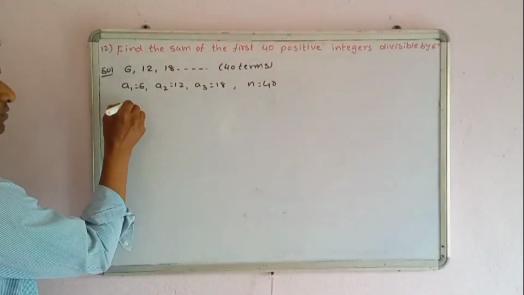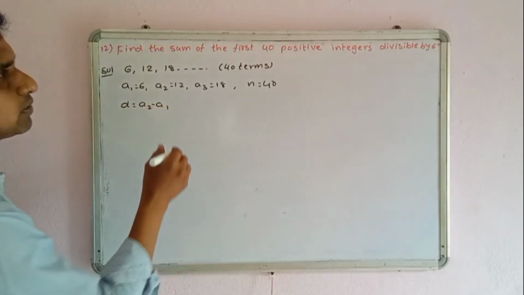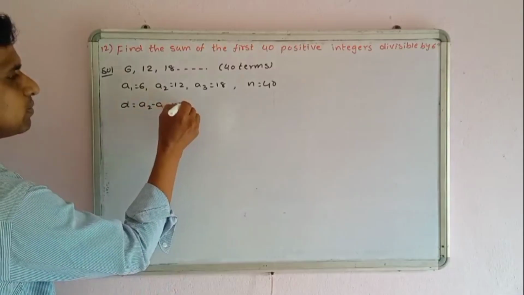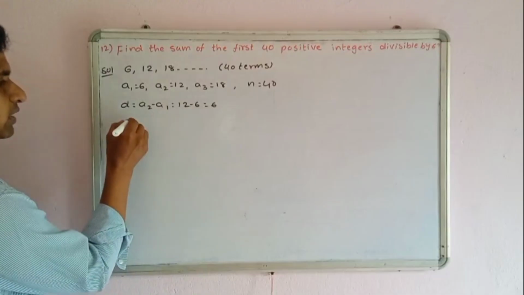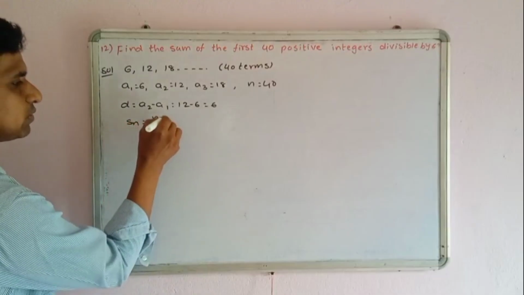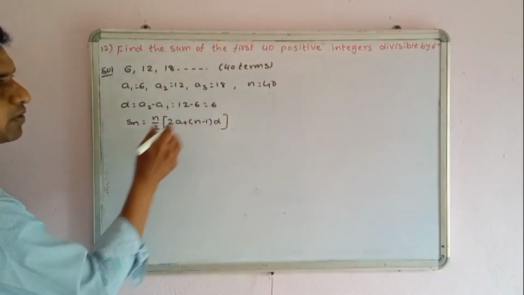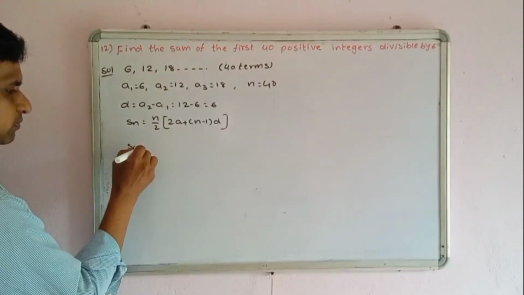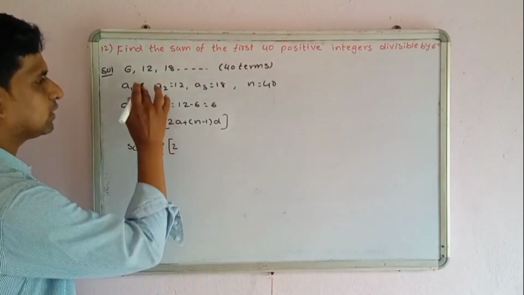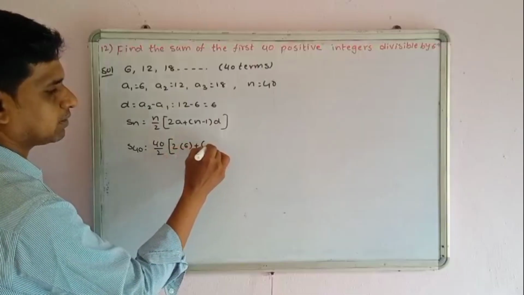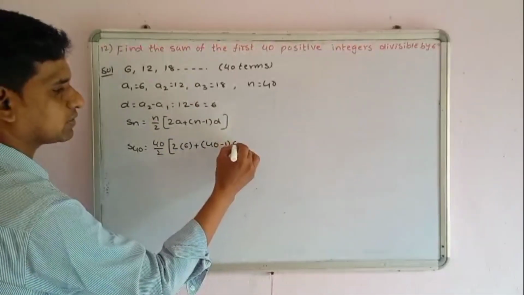So first find the common difference. A2 minus A1 is 12 minus 6, that is 6. So what is the formula for the sum of n terms? Sn equals n by 2 into 2a plus (n minus 1) into d. Now I want 40 terms. S40 equals 40 by 2 into 2a plus (n minus 1) d. A is nothing but A1, n is 40, and d is the common difference, which is 6.